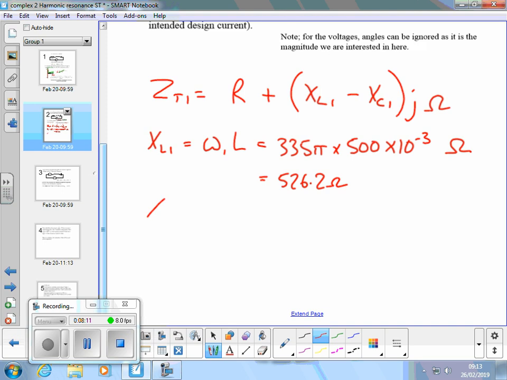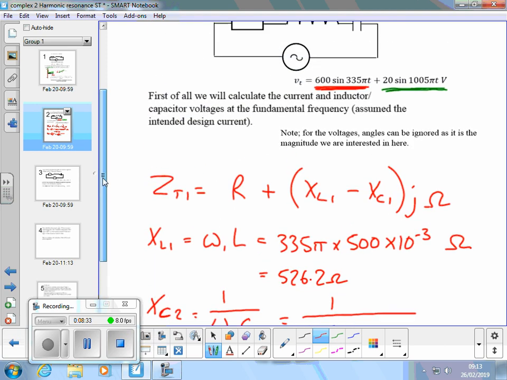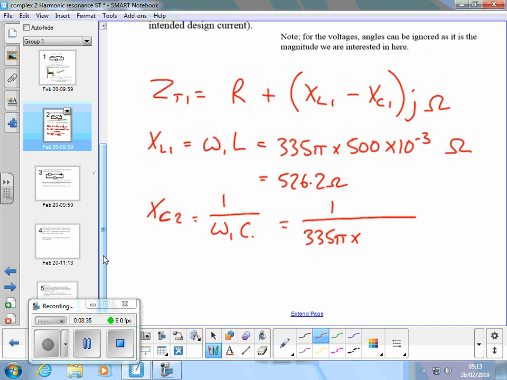And then XC1 is 1 over omega 1 C, 1 over 335 pi times C, which is 0.2 microfarads. 10 to the minus 6 this time, yeah?